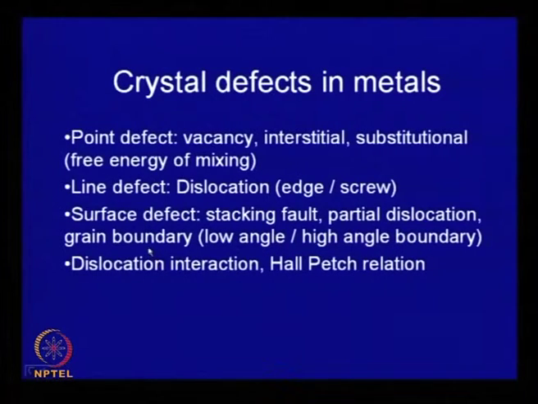We have already talked about grain boundary. This is also a type of defect. There are different types of grain boundary. We will try to know about it in a little more detail. We will also look at dislocation interactions and some of the dislocation mechanisms for strengthening. We will look at the Hall-Petch relationship, which defines the strength of metal as a function of its grain size.